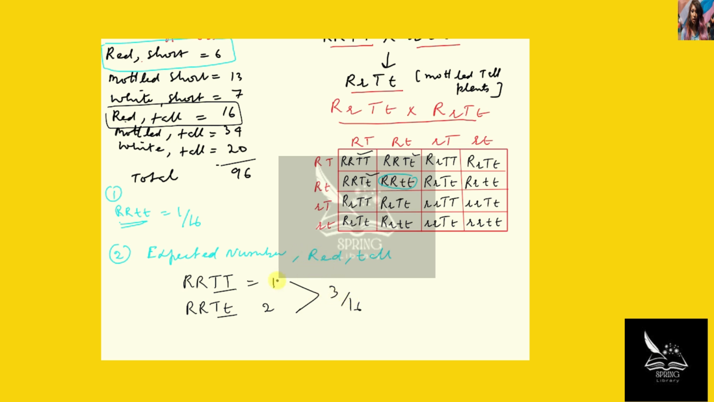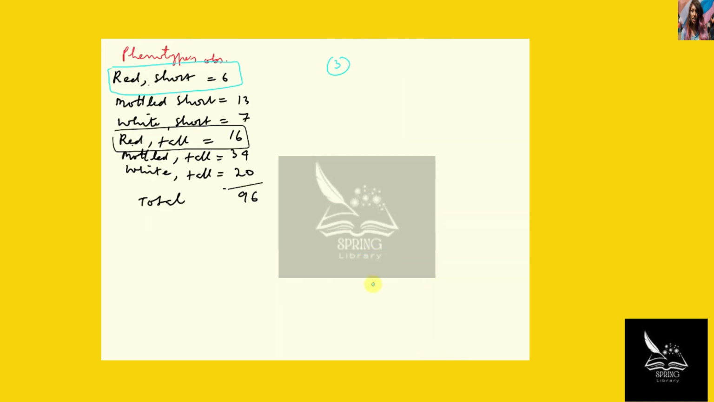So we have to find the expected number. So 3 by 16 of 96 is equal to 18. So the expected number of red and tall is 18. Another question asked is, what would be the total value for this chi-square test?